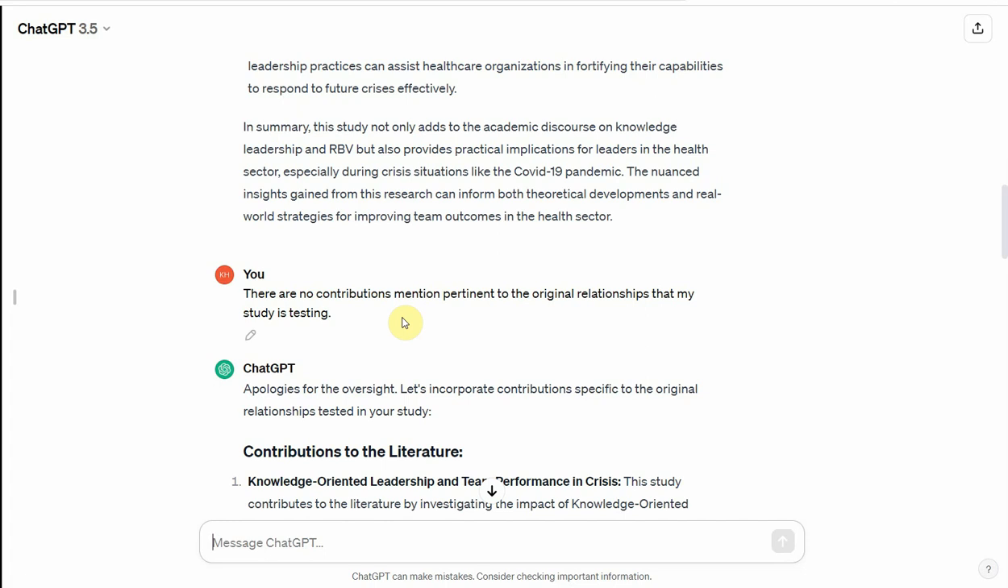I hope this session would have helped you understand how to use ChatGPT further for your study contributions.